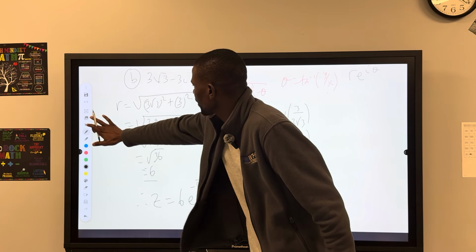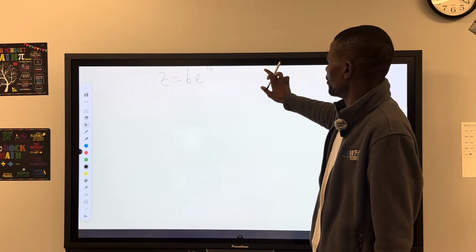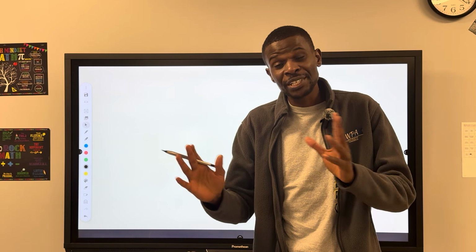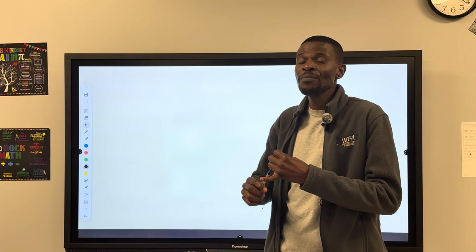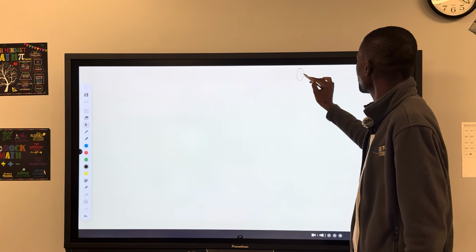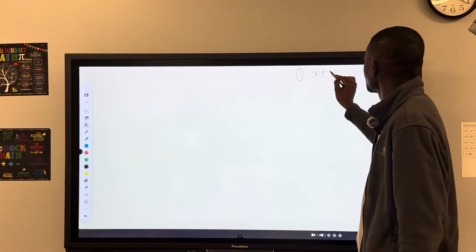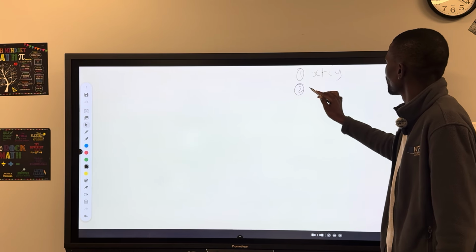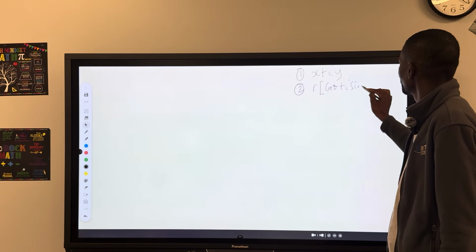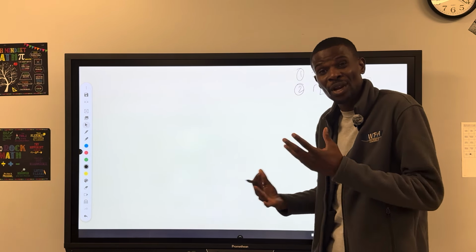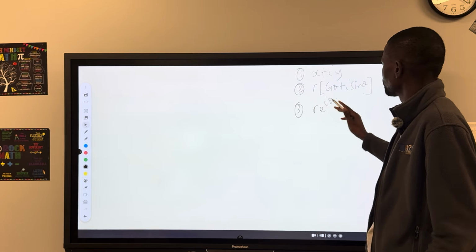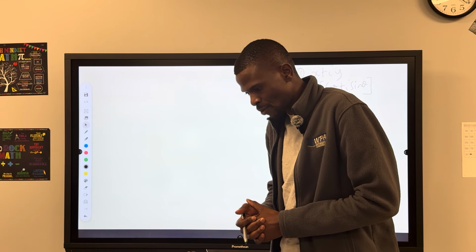Remember, a complex number can be expressed in 3 different forms. Form number 1, rectangular form, x plus iy, which is a plus bi. Form number 2, the polar form, r times cos theta plus i sin theta. Or form number 3, the Euler or exponential form, which is r e to the i theta. So these are the 3 forms in which we can express our complex number.